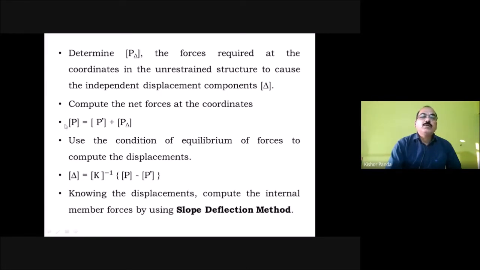Then you have to find out P total force, which is equal to the force due to the given external load plus the force due to the unit displacement at coordinate 1 and coordinate 2. This is P delta, K delta, K into delta. So this is the stiffness matrix you have to find out using this. Then use the condition of equilibrium of forces to compute the displacement. So this is the expression. Using this expression, you can find out the displacement. And finally, you can find out the bending moment using the slope deflection method.